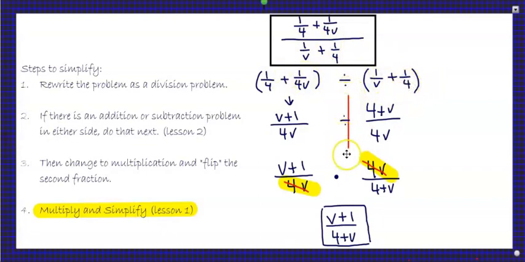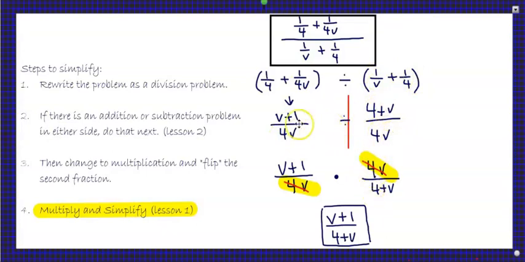And so I just wrote that out as a division problem. I'm going to keep it as a division problem. I just separated this into two different simplification problems because they both have addition in them. So step 2 says if there's an addition or subtraction problem on either side, do that next. And that was our Lesson 2, our addition and subtraction of rational expressions. I didn't go through all the steps here, but this 1/4 plus 1 over 4v simplifies to v plus 1 over 4v. And then this one here simplifies to 4 plus v over 4v.